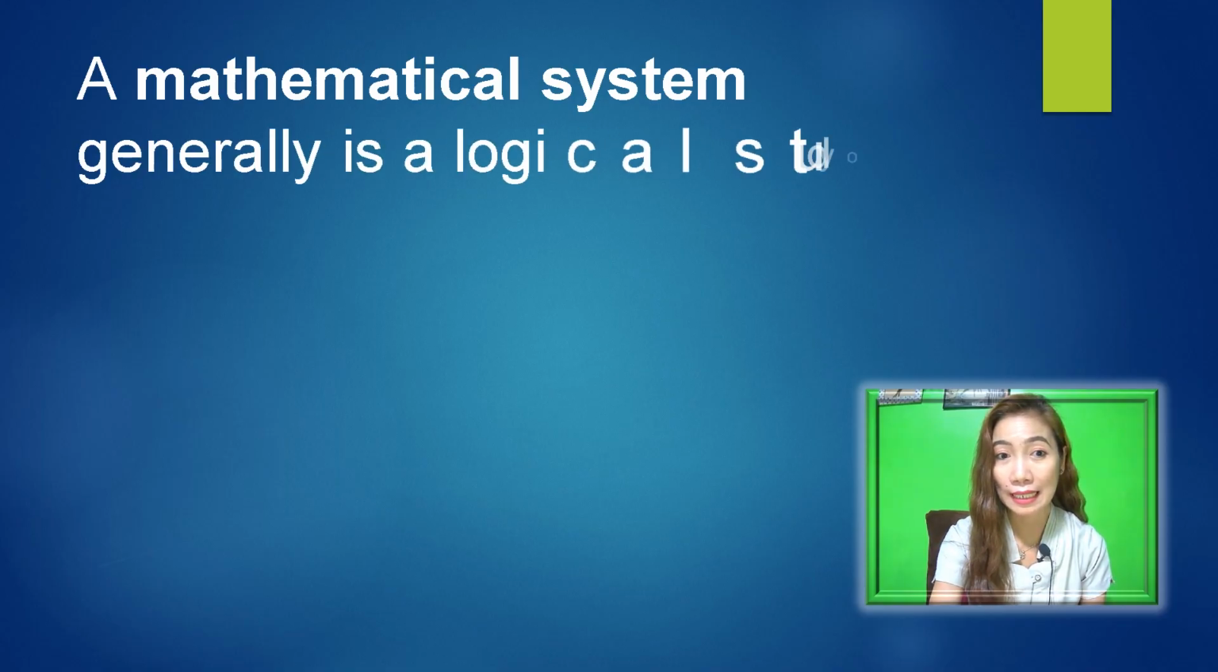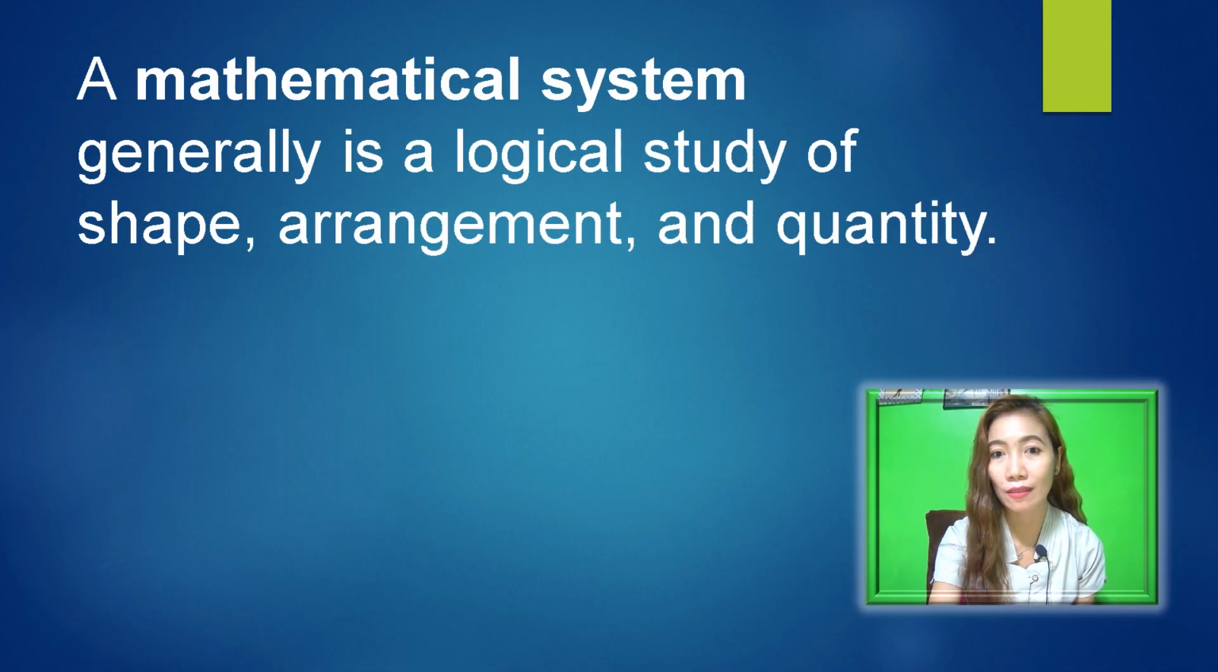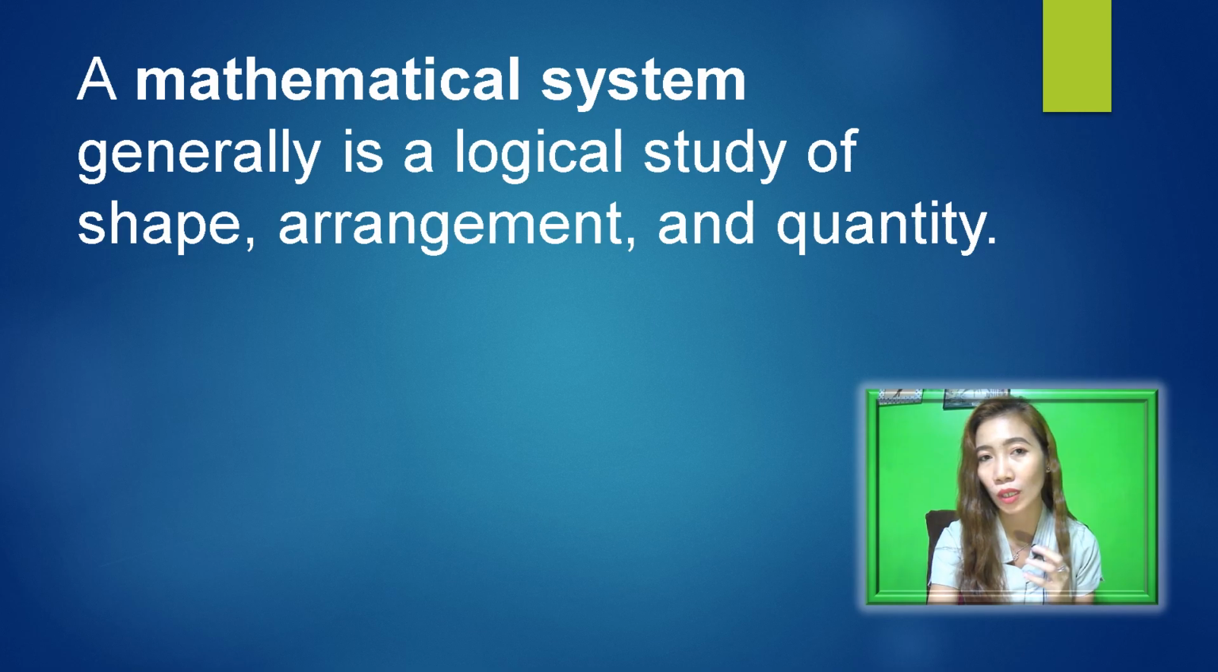Okay, so let's start defining what is a mathematical system. So generally, it is a logical study of shape, arrangement, and quantity. Okay, so of course, pag narinig nyo yung salitang shape, ang pumapasok agad sa isip nyo is geometry. And geometry is just one of the examples of mathematical system. Other examples are algebra, trigonometry, and calculus. Okay? So, but then for this third quarter, ang focus natin ay geometry.